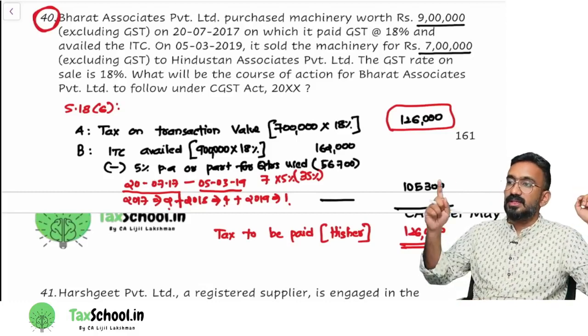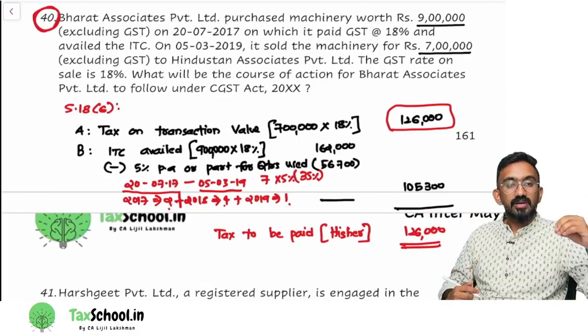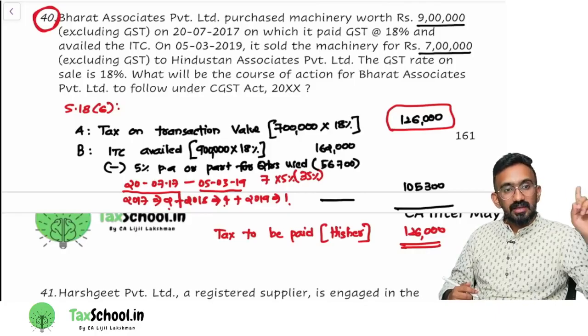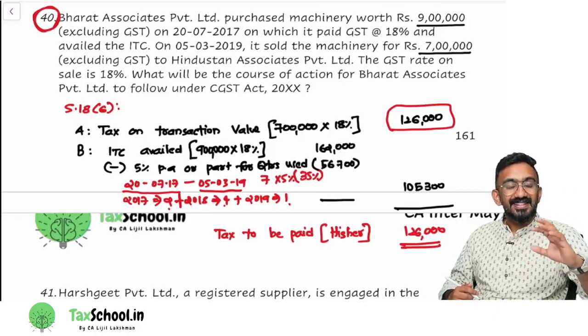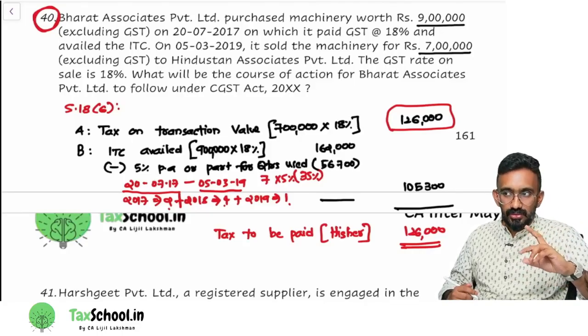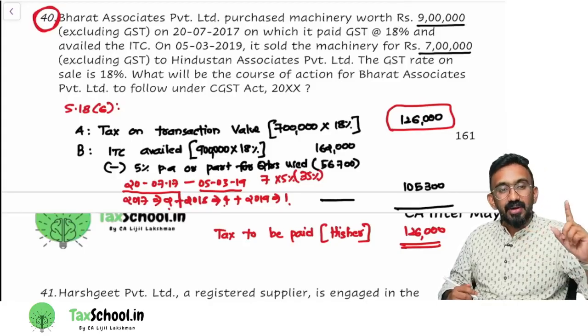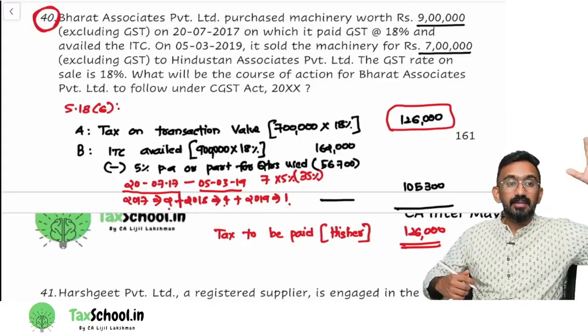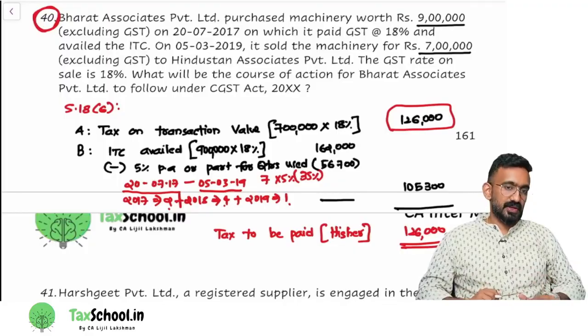So they're saying that if you are selling the asset within less than 5 years of purchasing, you will always have to do the 18(6) computation and then see your second-hand sale value and the tax on the second-hand sale value. Is it higher than the ITC that is eligible? Whatever ITC you have taken minus ITC that is eligible, you do that second computation and then compare it with the tax on transaction value, and the higher amount needs to be paid. This is the provision that we have.